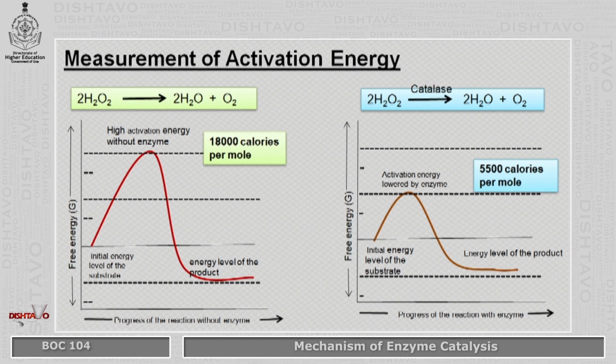For example, hydrogen peroxide is broken down into water and oxygen. Without the enzyme, the activation energy required for this process is around 18,000 calories per mole. But if the enzyme is used, the activation energy lowers. So if hydrogen peroxide is broken down into water and oxygen in the presence of the enzyme catalase, only 5,500 calories per mole activation energy is required.